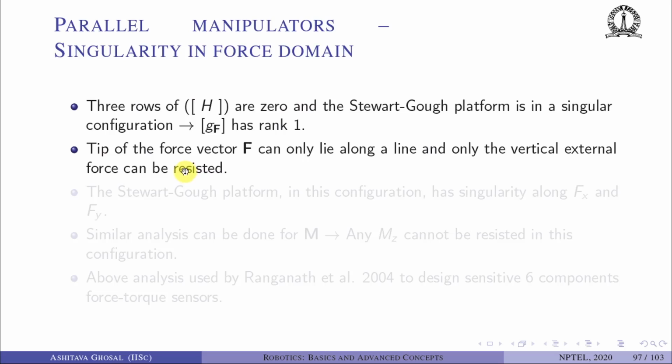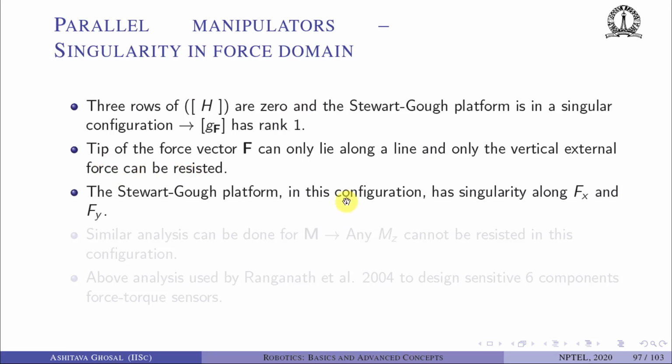Isn't that obvious that you have a hexagon on top and a hexagon at bottom? All the legs are exactly vertical. Okay, so you can only apply a force from the top, and that will be resisted. Any other force in the x or y direction cannot be resisted. The Stewart platform will just fall over.